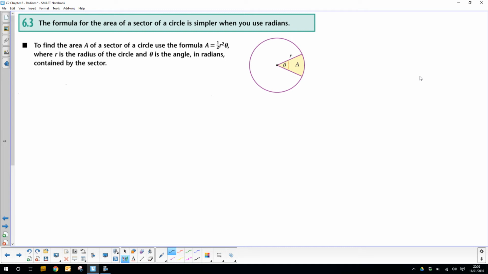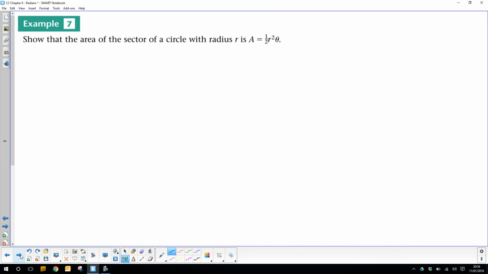The formula for the area of a sector of a circle is also simpler when you use radians. To find the area, you use the formula: area equals a half r squared theta. r is the radius, theta is that angle again that's inside the sector. So let's have a look.